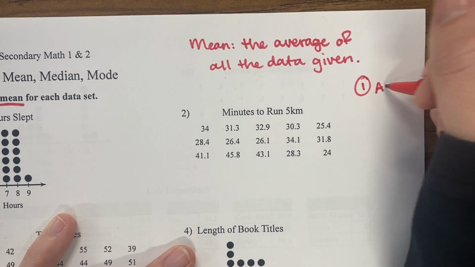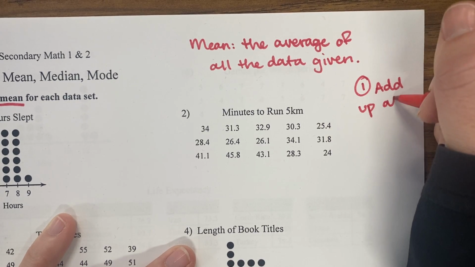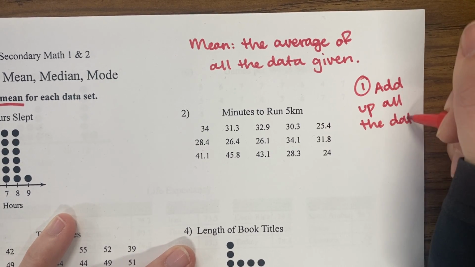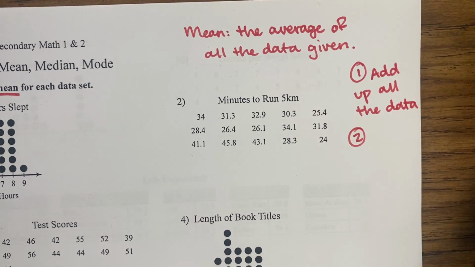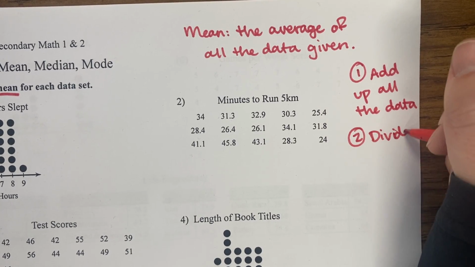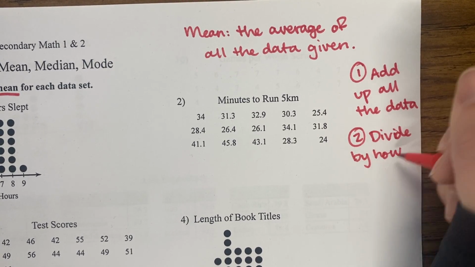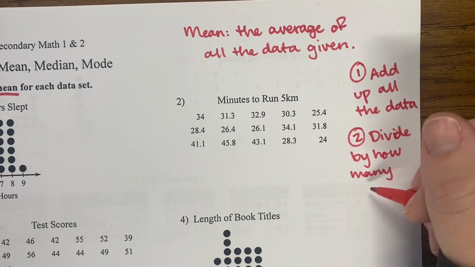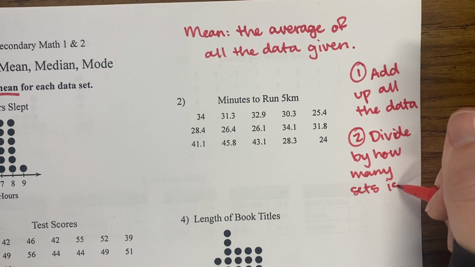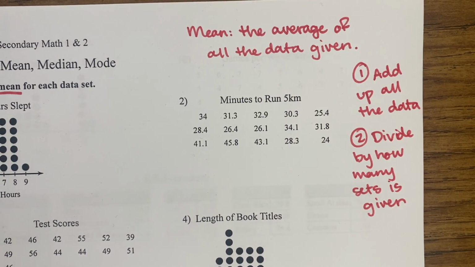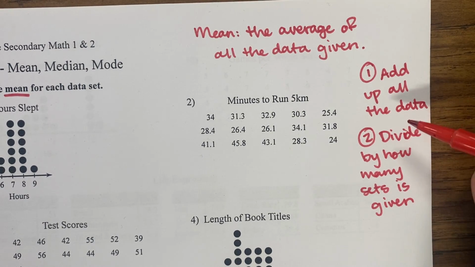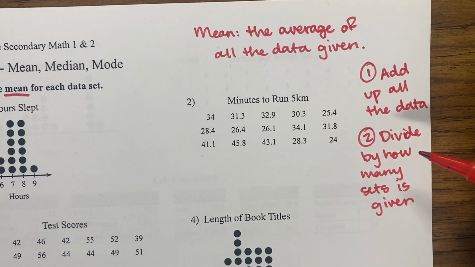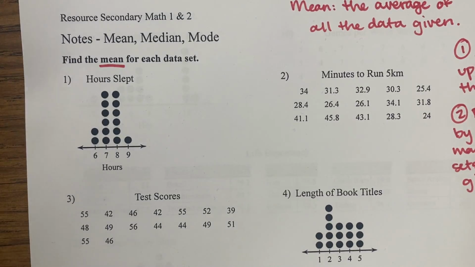Our first step is to add up all the data. And then our second step is going to be to divide by how many data points are given. Okay, so first we're going to add them all up. Second, we're going to divide by how many data points were given to us. Okay, so let's go ahead and look at number 1.